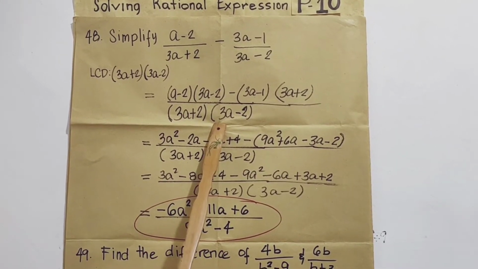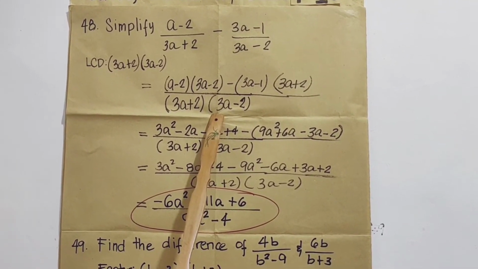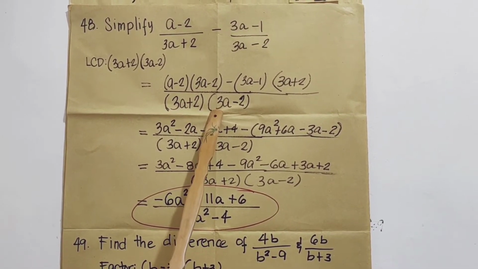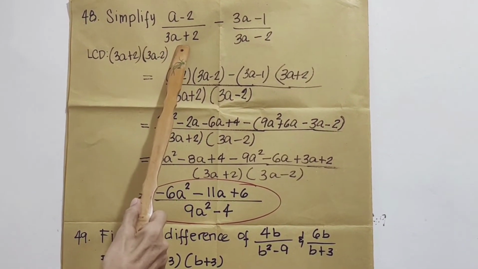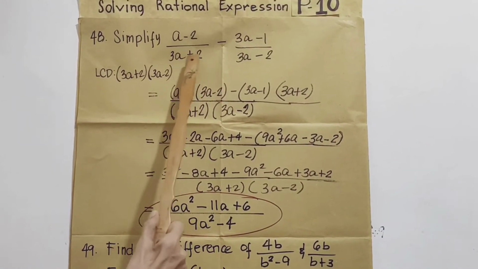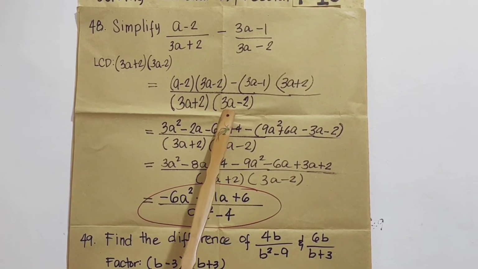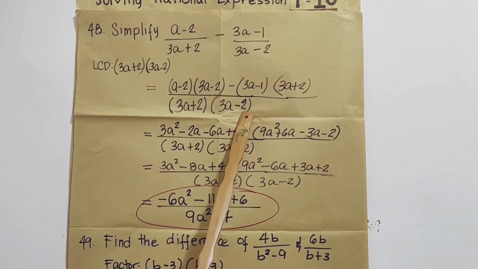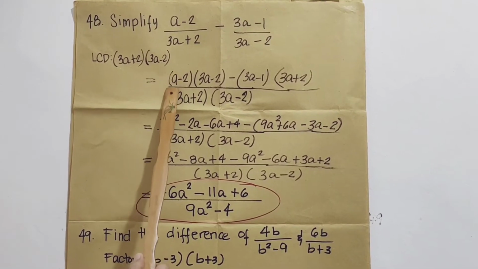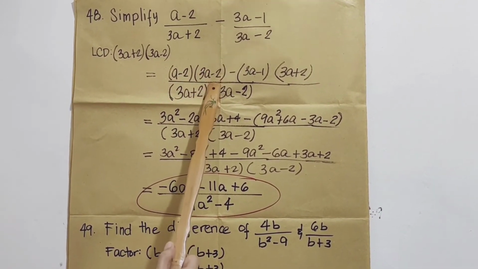Then our next step is to divide the LCD by the denominator of the first rational expression. So we divide, cancel, and the remaining is 3 minus 2. This 3 minus 2 is multiplied to the numerator. That's why the result is a minus 2 times 3 minus 2.